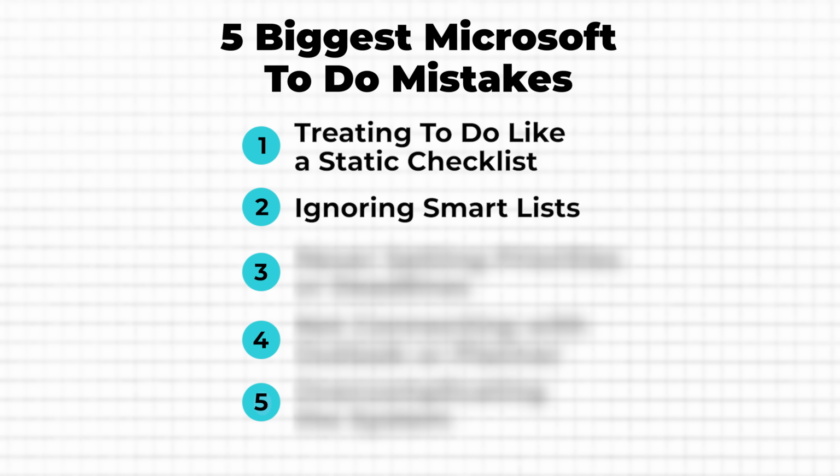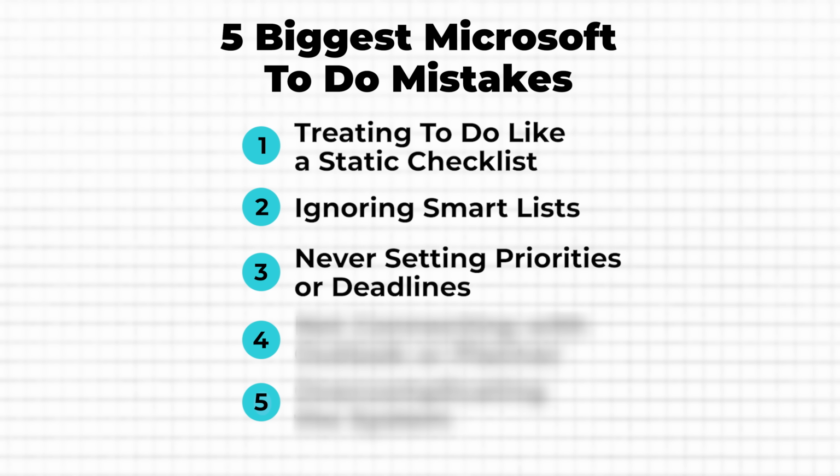And here's where things start to fall apart for many people. They set up their lists, maybe even use smart lists, but after a few days, everything starts blending together again. Every task looks the same. There's no sense of what's urgent, what's due soon, or what truly deserves attention today. And that's because most people never add context to their tasks.